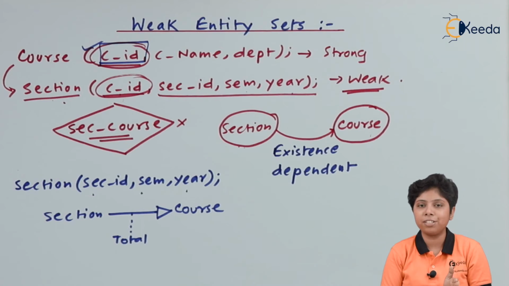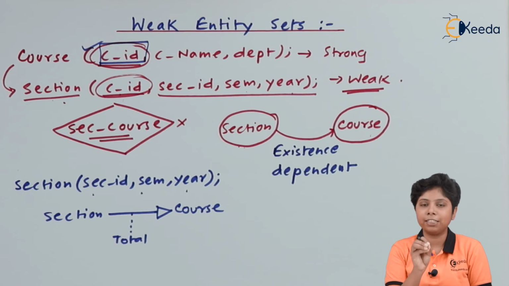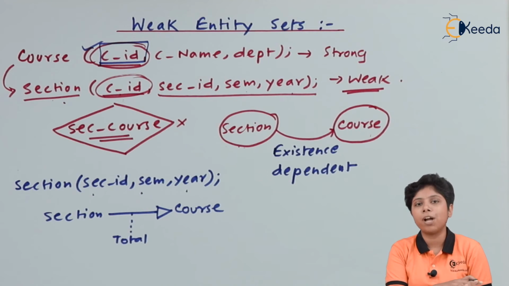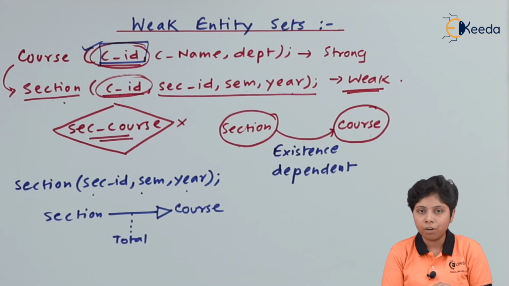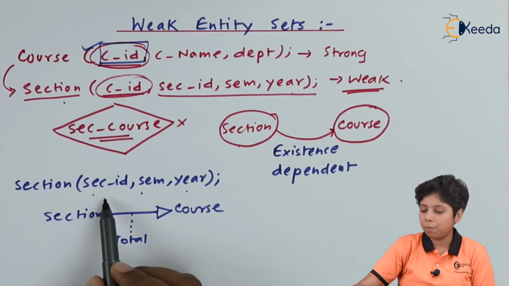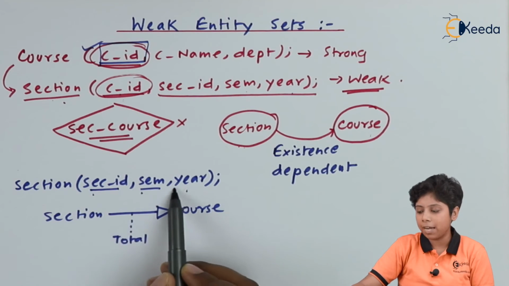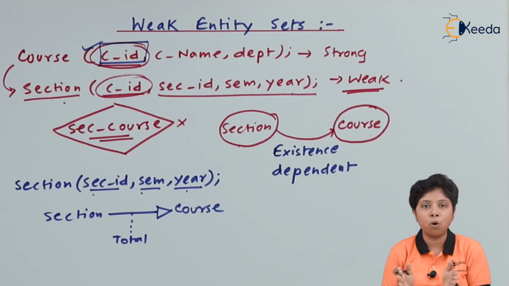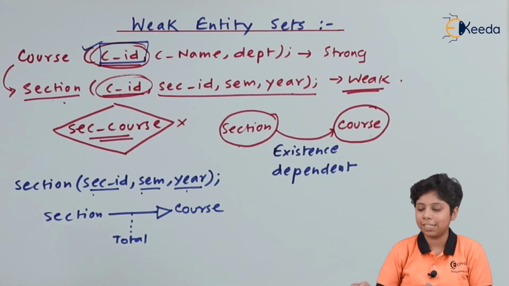But the main difference is it does not have the primary key, and it is dependent entirely on the primary key of the strong entity set. To uniquely identify the tuples in a particular weak entity set, we need the set of attributes as a discriminator to the weak entity set. So for our relation, we can say that the combination of the sec ID, semester and year, these three together form the discriminator of the weak entity set section.